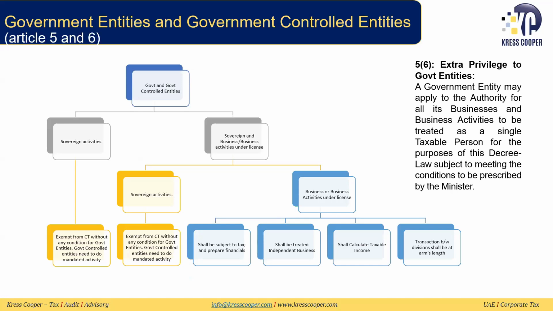Now, like we discussed before, for all the businesses, they need to do this separately and treat them as separate businesses. But they may apply to the authority to say that we want all the businesses under the trade license to be treated as a single taxable person just for administrative ease. And if they are meeting the conditions, then FTA may allow them to do that.